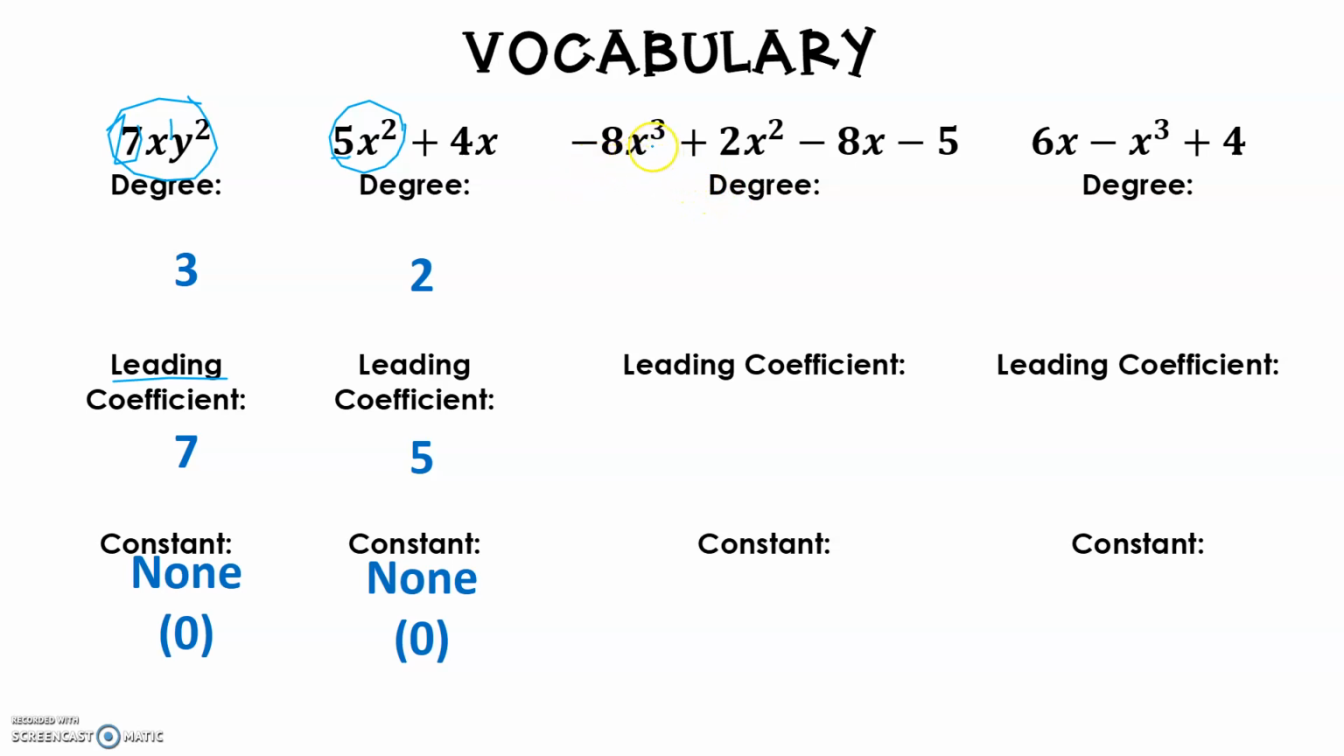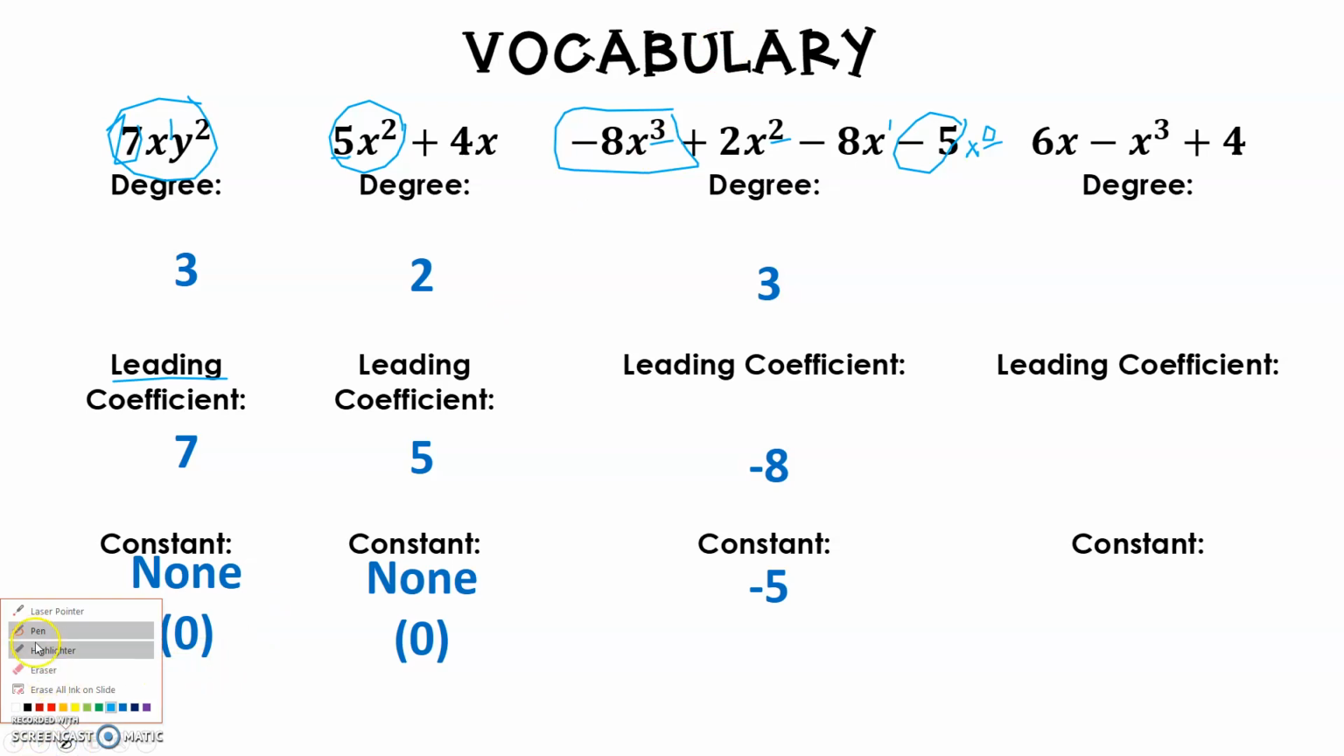And the reason why we know it's in standard form, it goes from 3, 2, 1, none. So the degree of this, you're going to look at the leading term here. That's the one with the strongest exponent, and that 3 is strong. So our degree for this is 3. Our leading coefficient is -8. And this one right here, the one which was with a none, that's your constant, and that's going to be a -5.